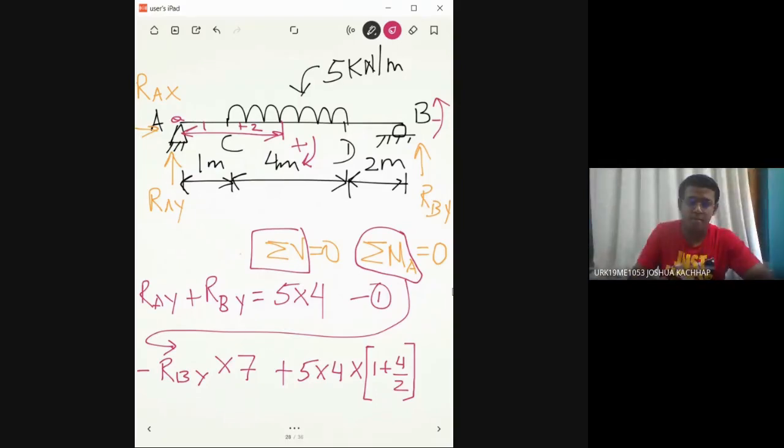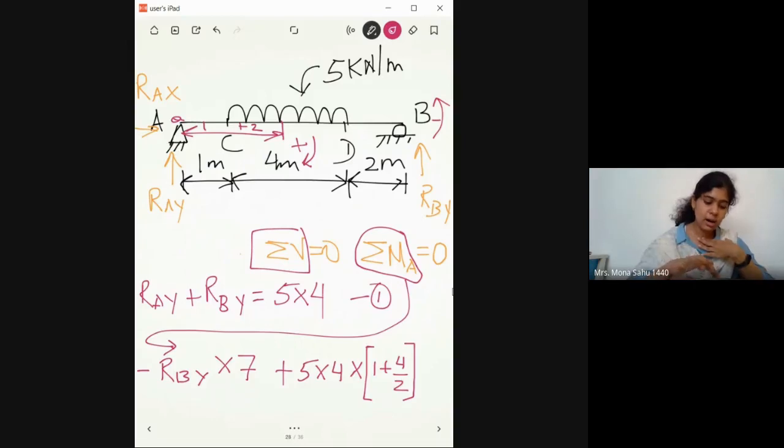Yes, ma'am. Okay. Next is RAY. So RAY, the line of force passes through A. So it's going to be no perpendicular distance.